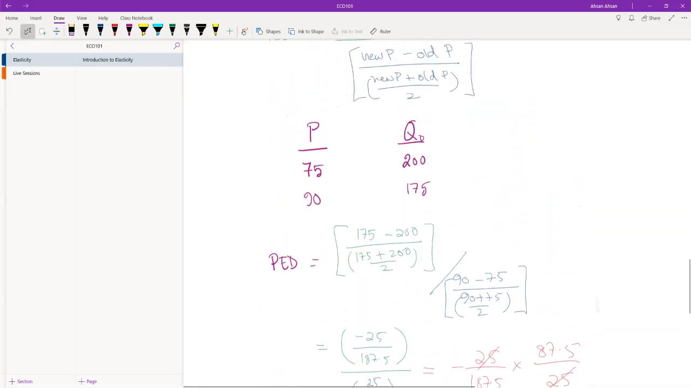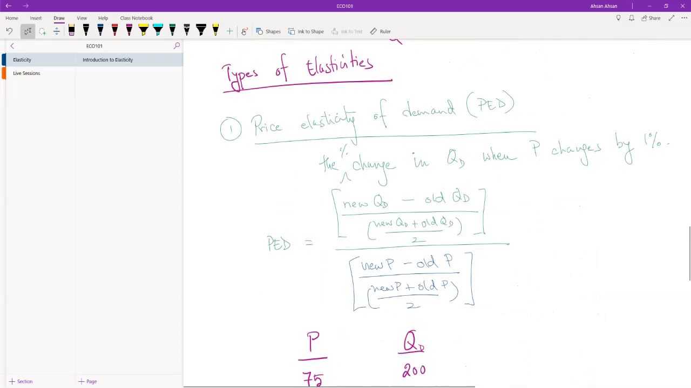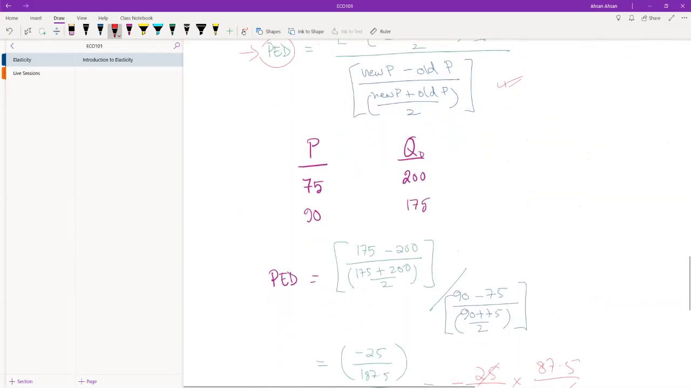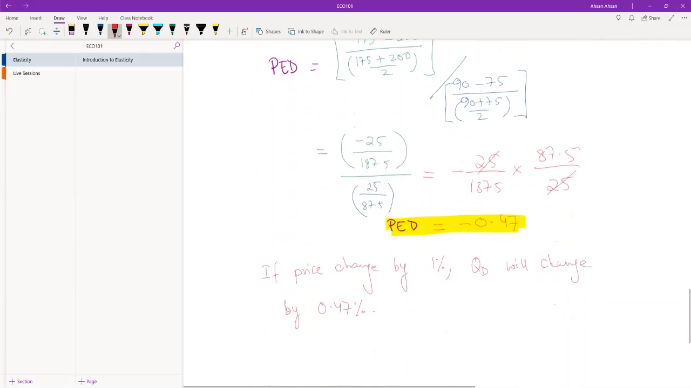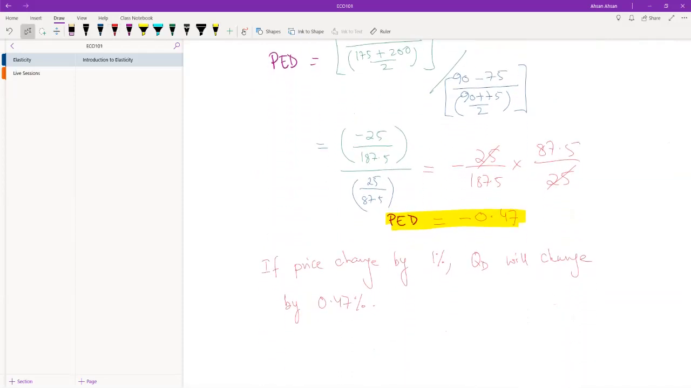So if you look at the formula right here, if the numerator is going up, the denominator is going down. Or if the numerator is going down, the denominator is going up. And so at the end of the day, the value of PED will always be negative. So this is one example of how to calculate and interpret PED.